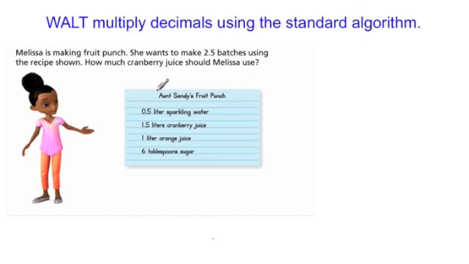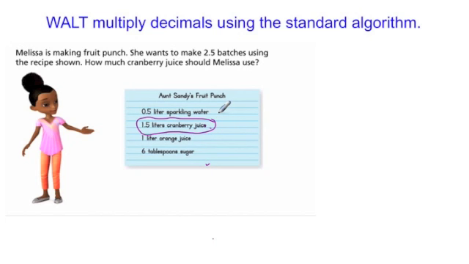So, Melissa, this is our word problem. Melissa is making fruit punch. She wants to make 2.5 batches using the recipe shown. How much cranberry juice should Melissa use? So right here, if I'm looking at this, there's information I do not need. But I can look for cranberry juice, and I notice that each batch of this fruit punch needs 1.5 liters of cranberry juice.